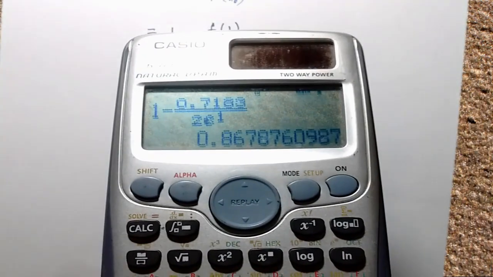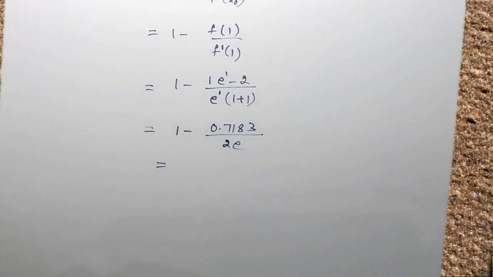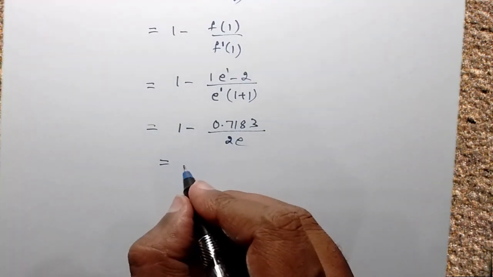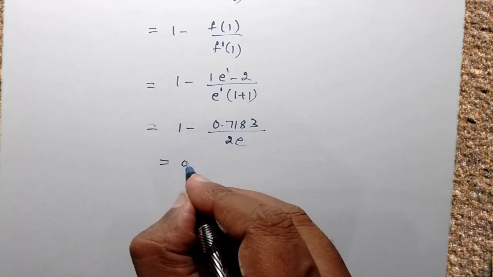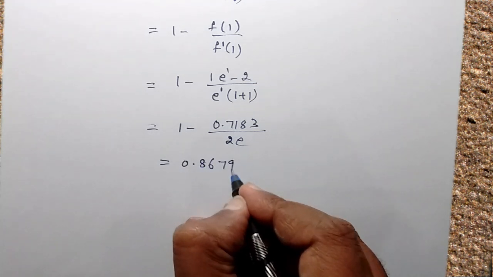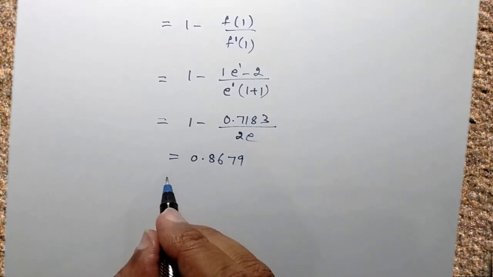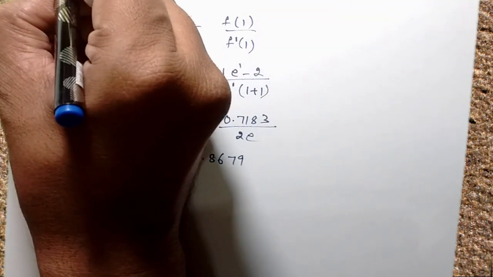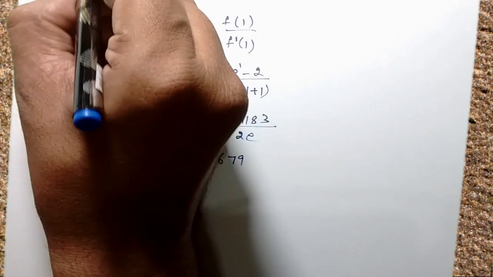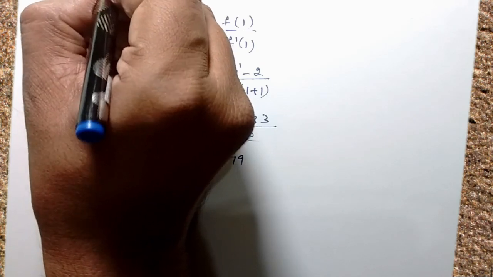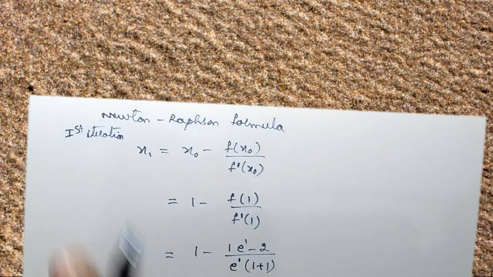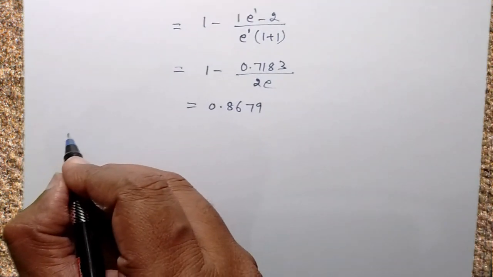You can just check it, right? So therefore you will be getting 0.8679 if you approximate. This was the first iteration. Here is the first iteration, right? The first repetition you are doing. Then go for the second iteration.